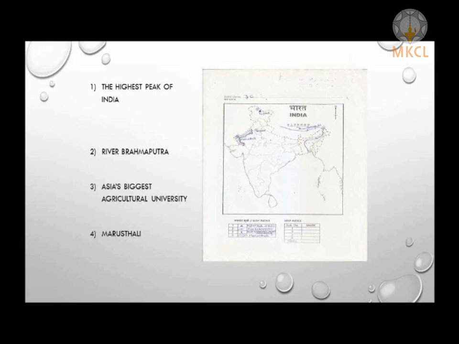Next is Asia's biggest agricultural university. Now your direct question is not asked, but here you have to mention Asia's biggest agricultural university. Which chapter you have studied, you will have to recollect it. Then once you recollect, you come to know, oh, this is in the Punjab Haryana plains. That means it is either in Punjab or it is in Haryana. If you have studied properly, you know it is in Haryana. And again, if you have studied more in detail, you will know that it is in Hisar. So this is the way you are supposed to mark.